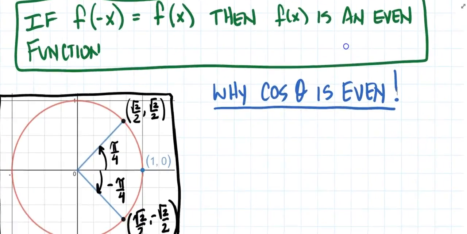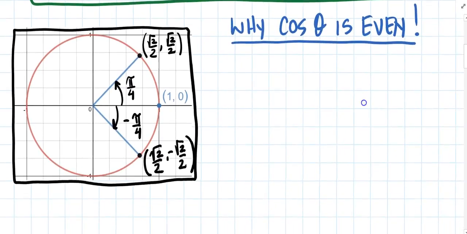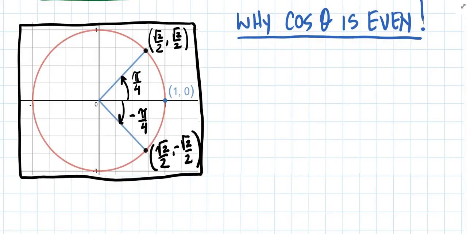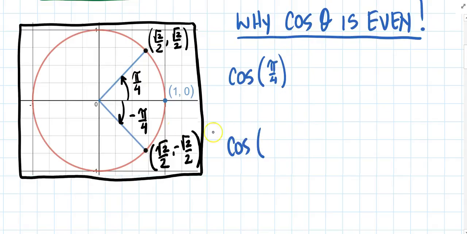So let me explain to you why it is true that the cosine is an even function. Okay, that's the answer. The cosine is an even function. Let's try and figure out why this is true. So take, for example, pi over 4. If I'm looking at the cosine of pi over 4, and I want to compare that to the cosine of negative pi over 4 like I have in the picture.